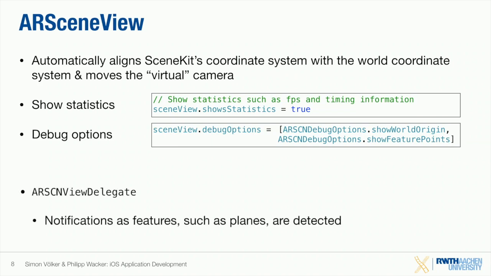And also the scene view has a delegate protocol that handles all the information that comes in from the tracking, so that you can react to it. So if a plane has been detected, you get a callback via the delegate so that you can react to that and place some object onto it or just keep them in memory.